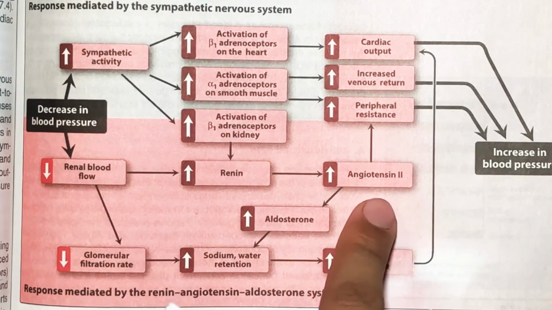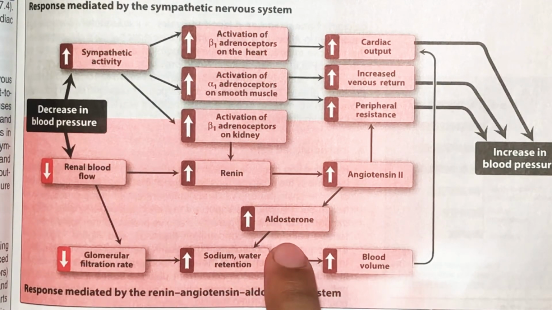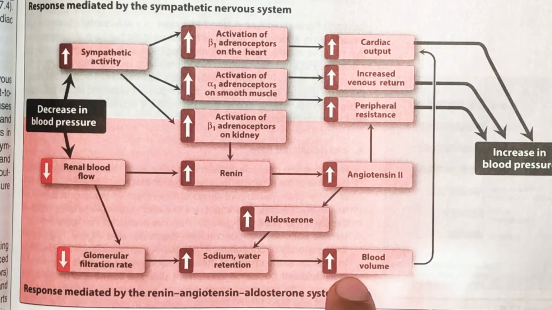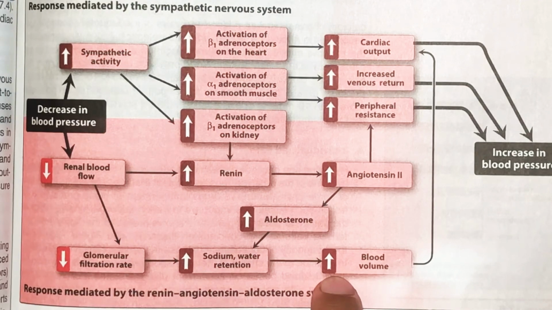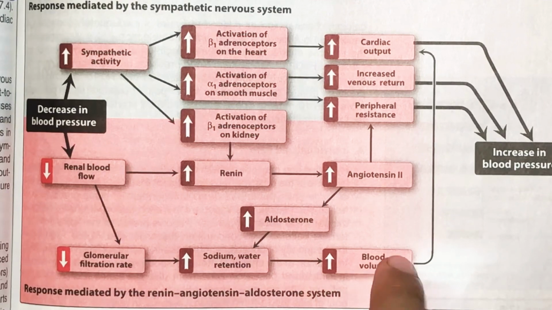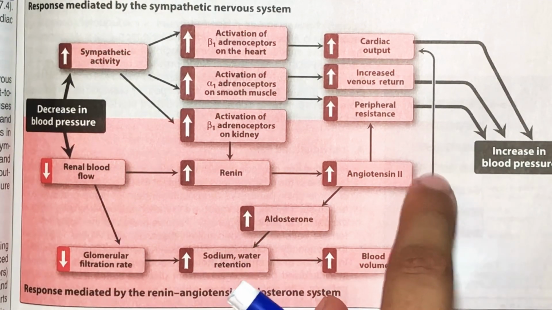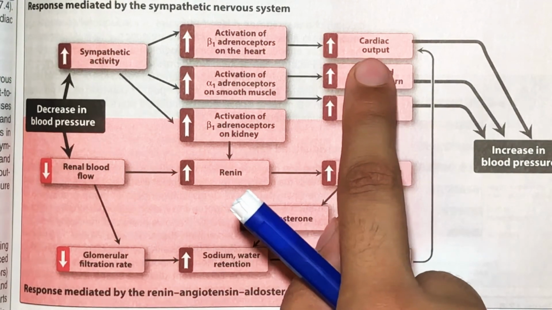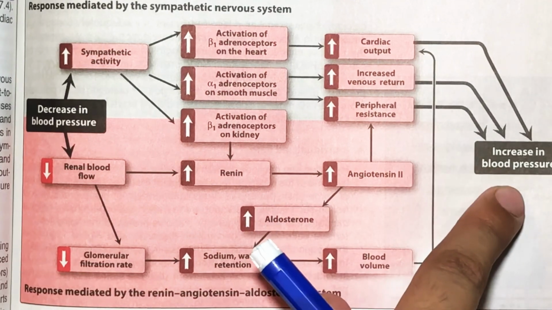Not only this, angiotensin II also causes the release of aldosterone, which actually causes sodium and water retention, which causes the increase in blood volume. And now when blood volume is being increased, there is increase in the blood pressure. So there is increase in blood volume, which will ultimately increase the cardiac output, and this cardiac output will ultimately cause the increase in blood pressure.